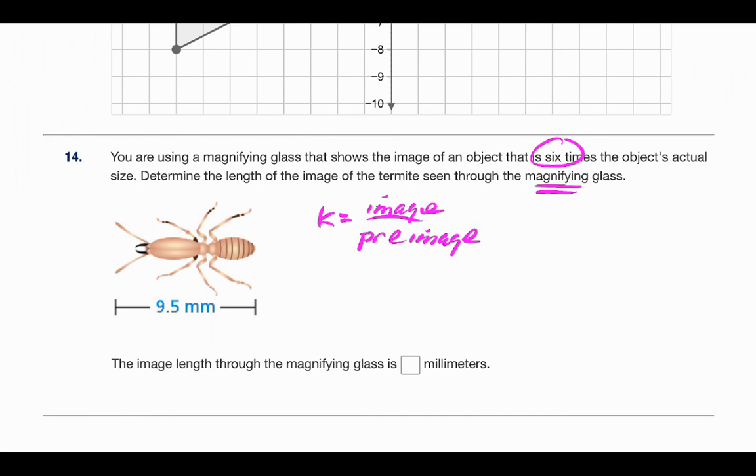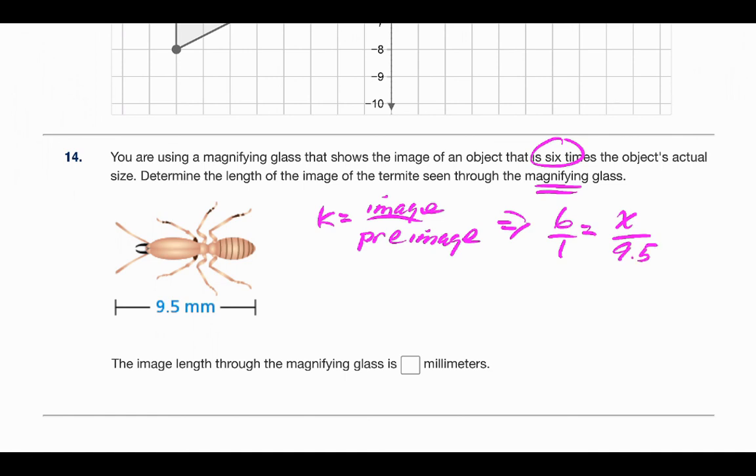Or it's like our CP prime over CP. All right, and we're going to say, in this case, it would be 6 over 1 is equal to x, which is our image, over our pre-image, whose length is 9.5.